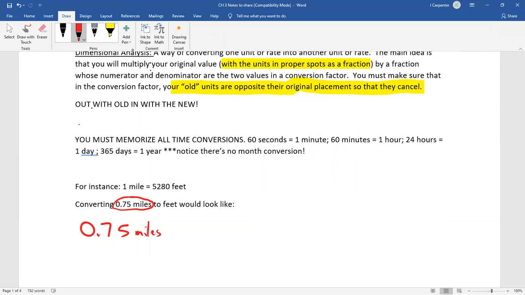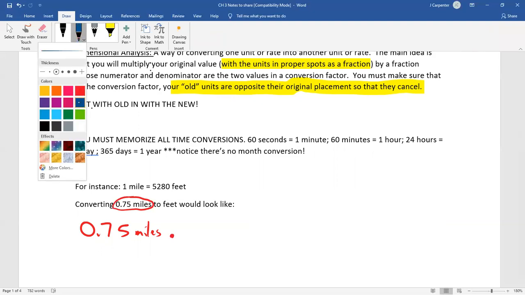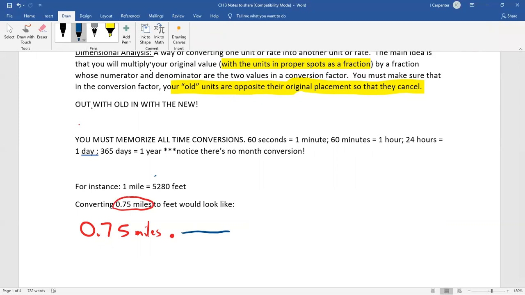So then you're going to multiply this thing by a fraction. In this fraction, it's going to use the conversion factor. So the 1 mile might go in the top, or it might go in the bottom. The 5280 feet may go in the top or the bottom. It just depends.